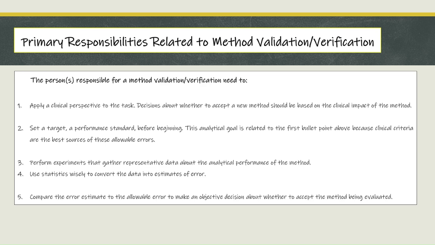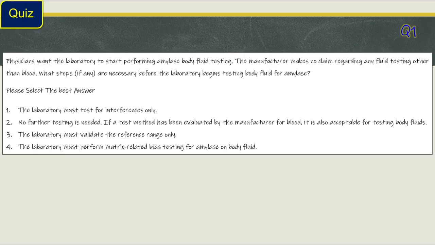This analytical goal is related to the first bullet point above because clinical criteria are the best sources of these allowable errors. 3. Perform experiments that gather representative data about the analytical performance of the method. 4. Use statistics wisely to convert the data into estimates of error. 5. Compare the error estimate to the allowable error to make an objective decision about whether to accept the method being evaluated.